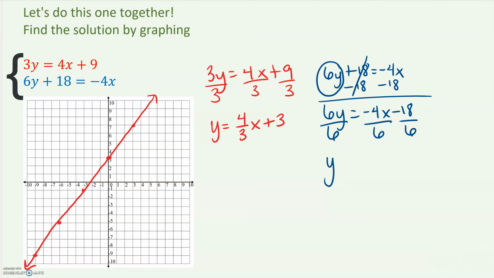So here we're left with y equals, now this says -4/6 x. However, 4 and 6 can both be reduced. So we need to reduce. 4 and 6 can both be divided by 2. So I'm going to end up with -2/3 x - 3. So that is our equation that we're actually going to graph.